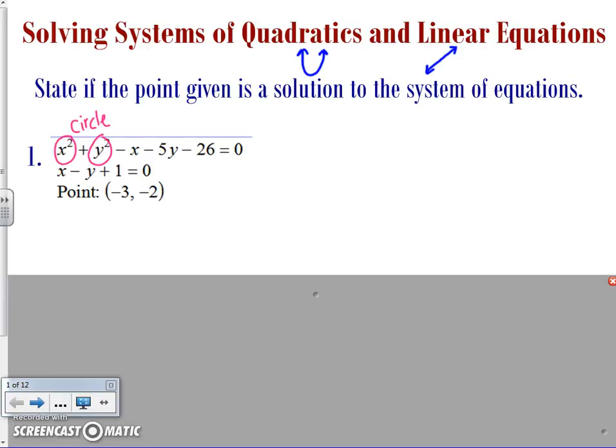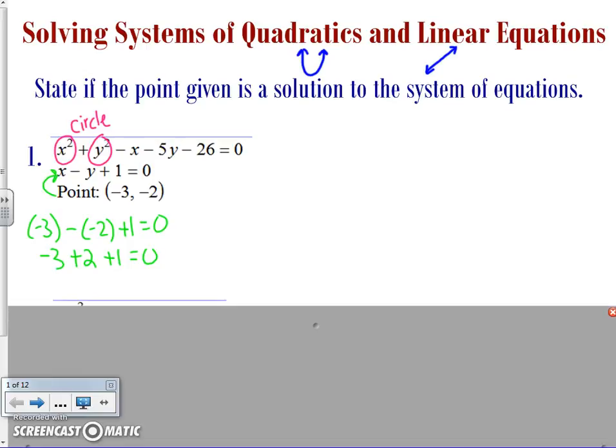All right, first things first, I'm going to take my point, -3 and -2, and I'm going to plug it in to my line, only because it's an easier equation. I like to work with easy stuff. So we're going to have -3 replace the x, subtract my y, which in this case is -2, then I'm going to add 1, make it equal to 0. -3 minus -2 is +2, plus 1. -3 plus 2 is in fact a -1. -1 plus 1 is 0. That is a true statement. So far this point is working out for me.